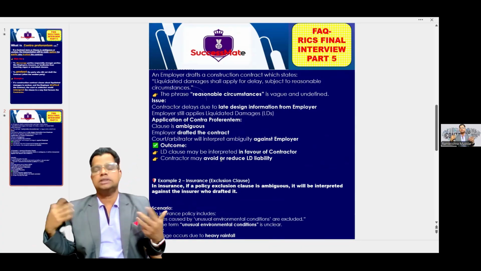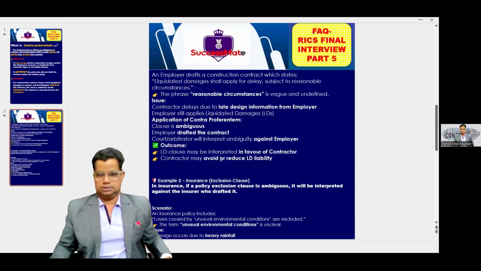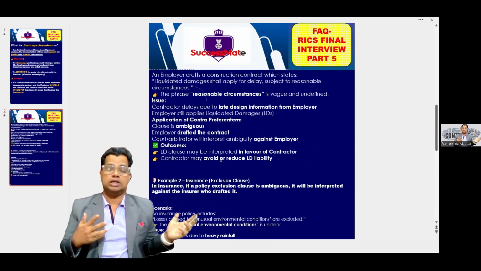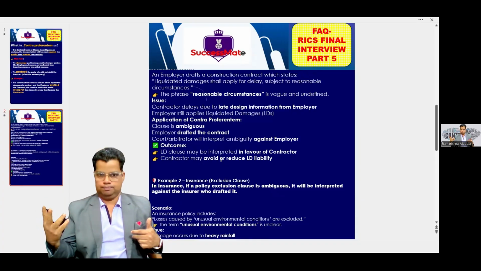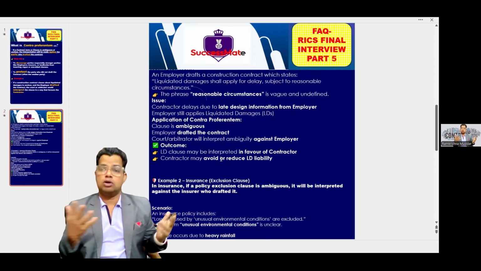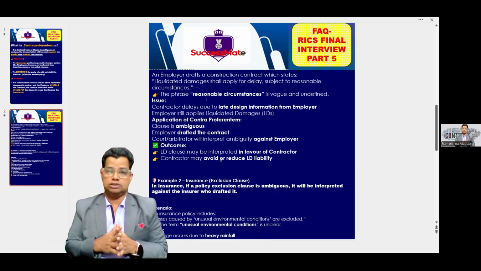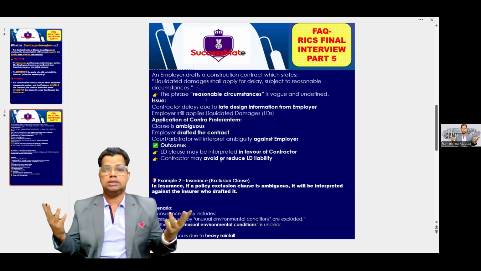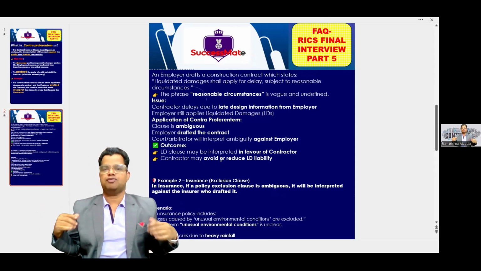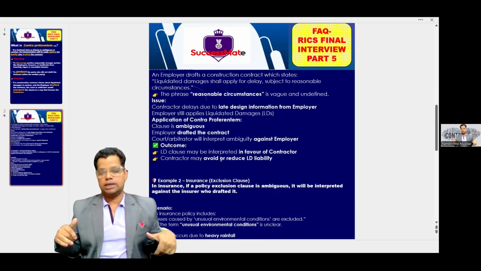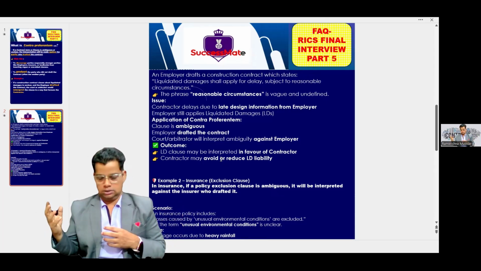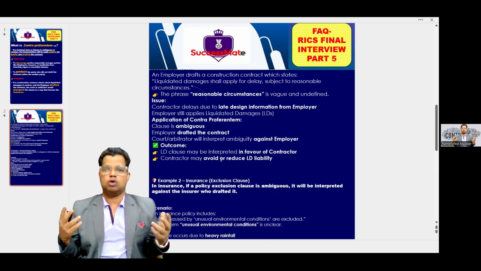Here the contractor's delays are due to design information from the employer. However, the employer says there is an LD clause and I will still apply it, because the project has been delayed. In order to avoid that, there is the Contra Proferentem rule. If the employer has drafted the contract and the contractor moves to the court or arbitrator, what will happen?